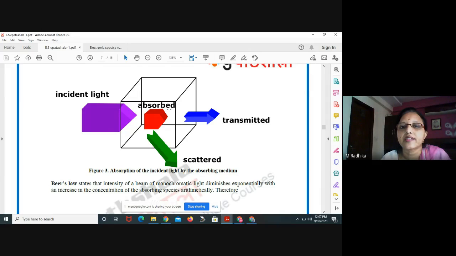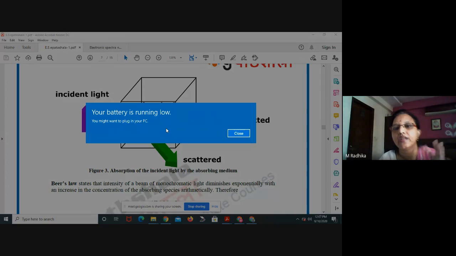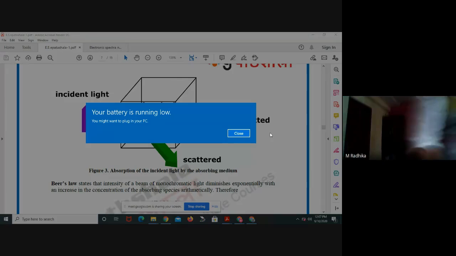We're talking about the laws which are governing this electronic spectroscopy. Okay. Now these two laws are Beer's law and Lambert's law. Now to understand these laws, whenever light is passed, the incident light passes through that particular sample, some of it is absorbed, some of it is transmitted. Whenever light passes, you have four things happening. One is absorption by that sample.